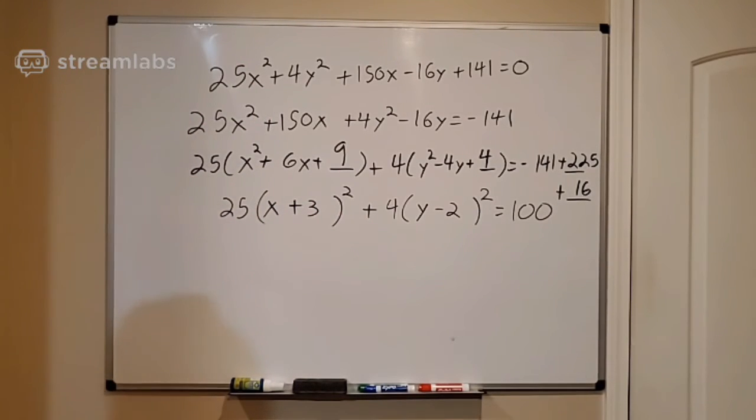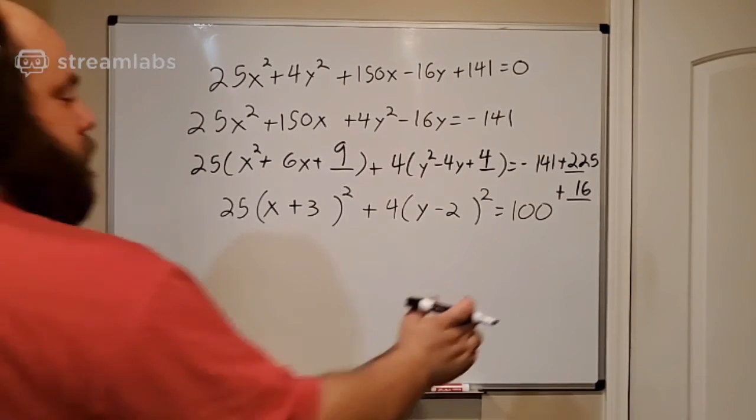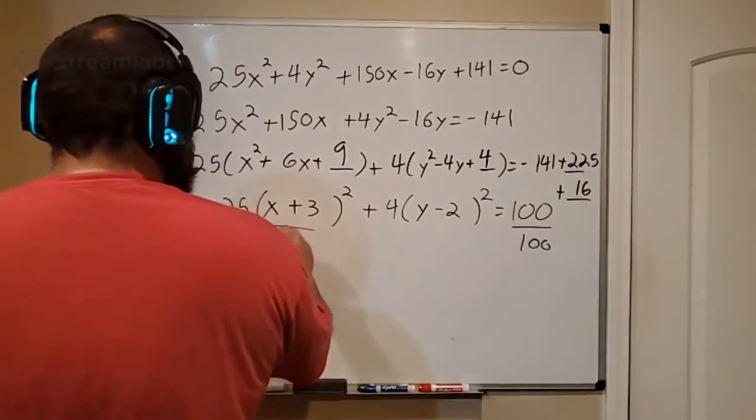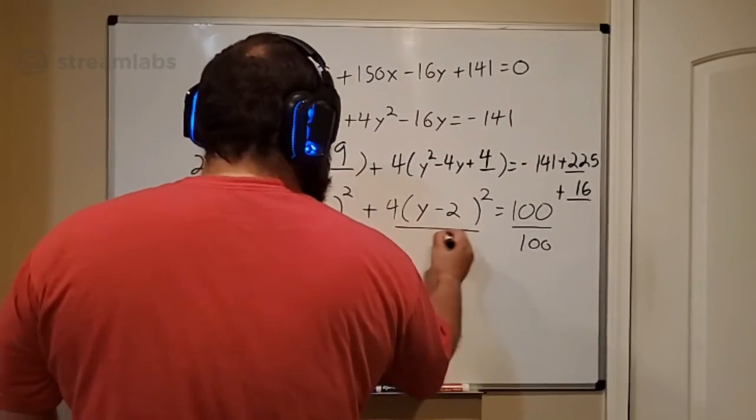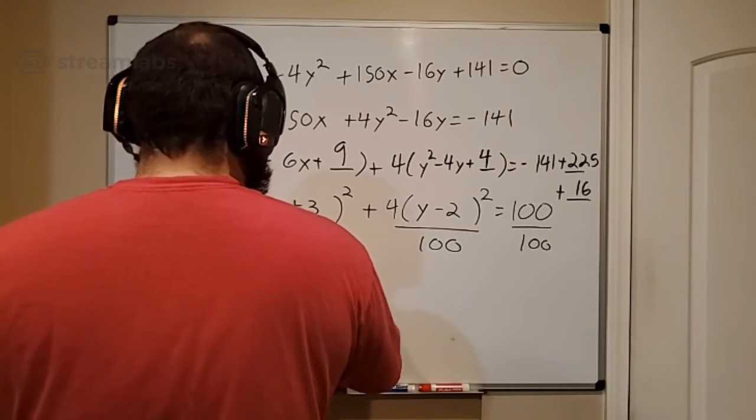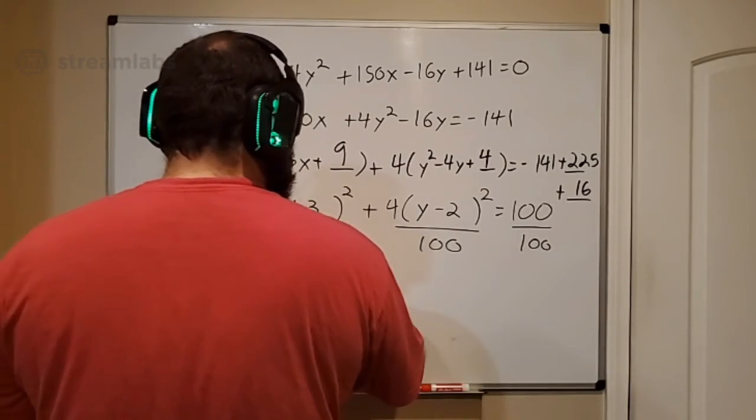And what's my last step now? So we have to divide by 100. Okay, so we can't forget that this over here has to be a 1. So divide everything by 100. And then simplify your fractions.